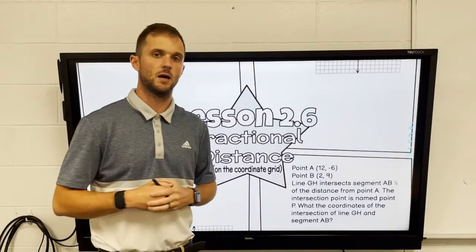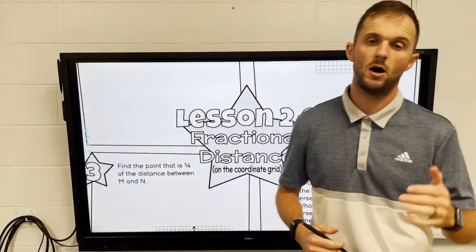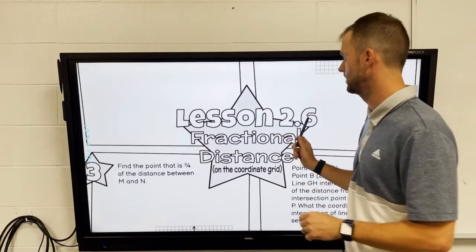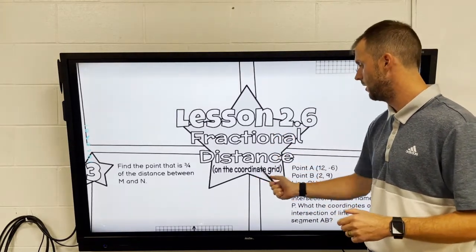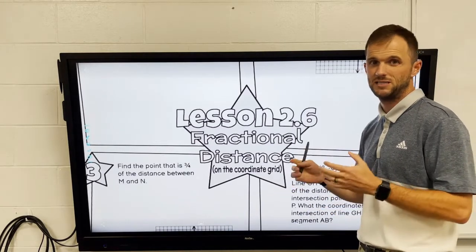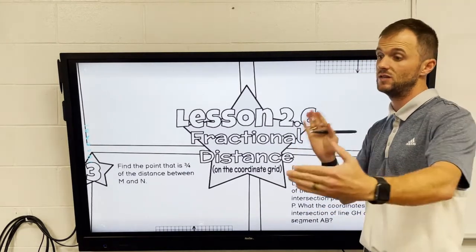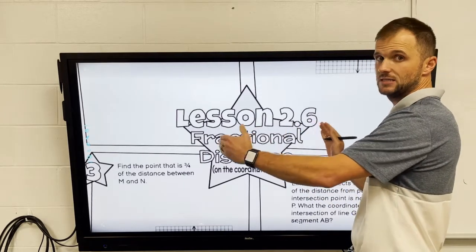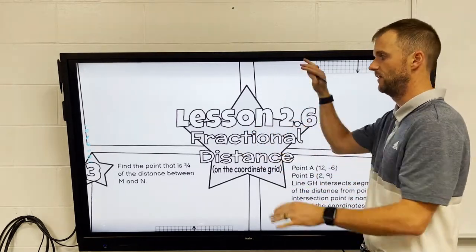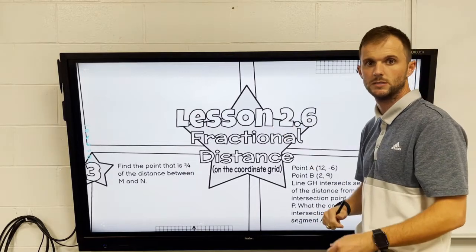Right, what's up guys? So for today, we are moving on to 2.6, which is gonna be fractional distance, but we're gonna be doing it on the coordinate grid. So it's basically gonna be taking the fractional distance we did on the number line, but now we're gonna apply it to the x-axis and the y-axis to find the fractional distance between 2 points, okay?